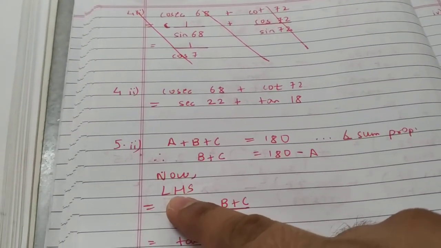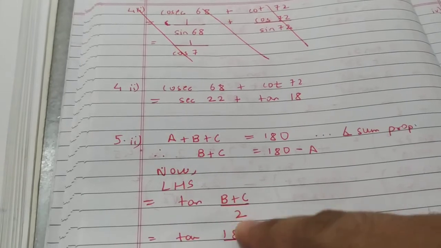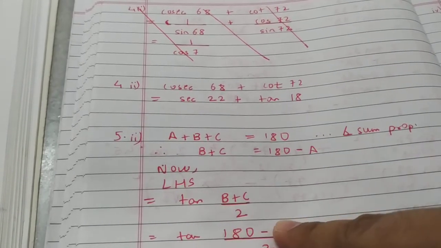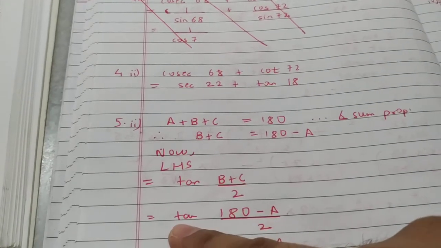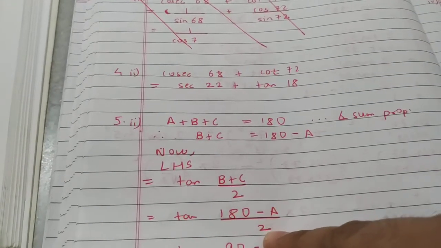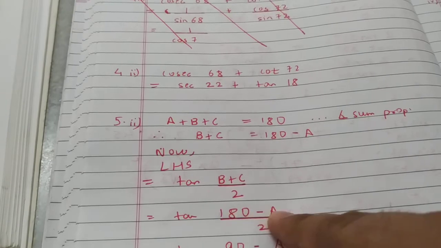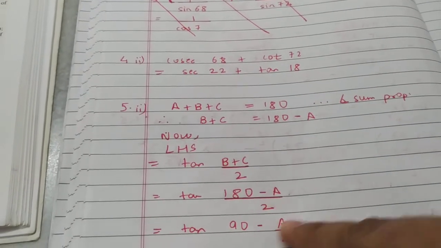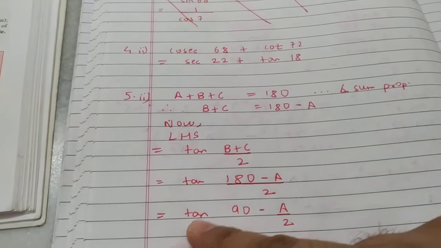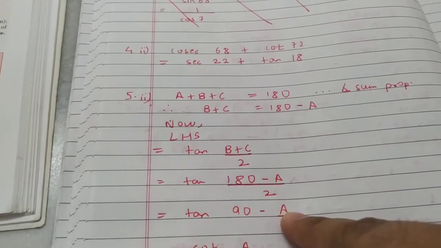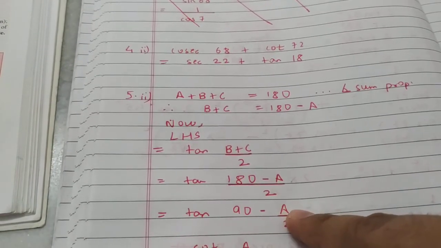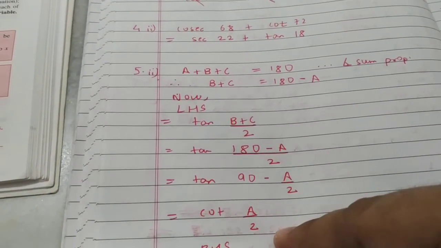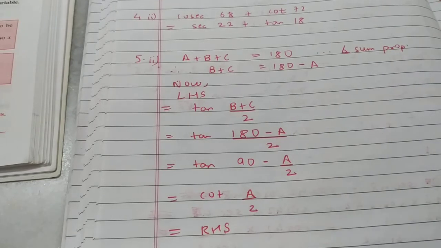See here. LHS was tan B plus C upon 2. But B plus C is what? 180 minus A. Substitute that value here. So this becomes tan 180 minus A upon 2. Now divide each of these terms by 2. So 180 upon 2 is 90 minus A upon 2. But tan 90 minus theta, which is any angle, is cot theta. That means this becomes equal to cot A upon 2, which is the RHS, hence proved.